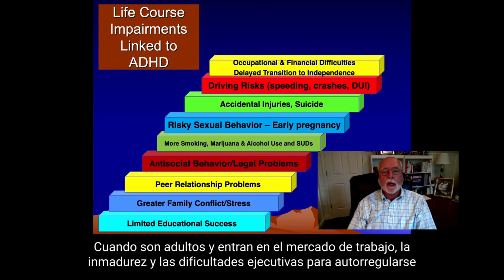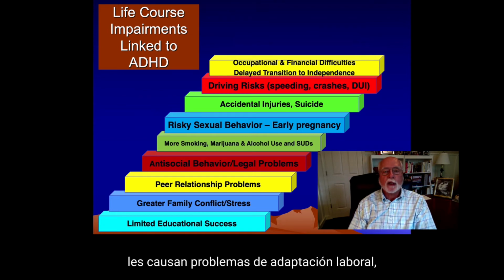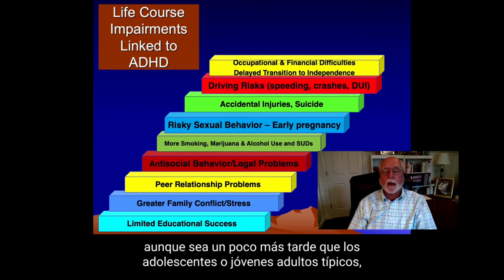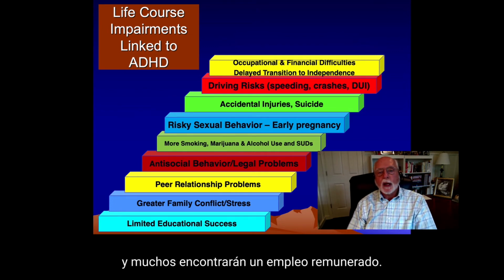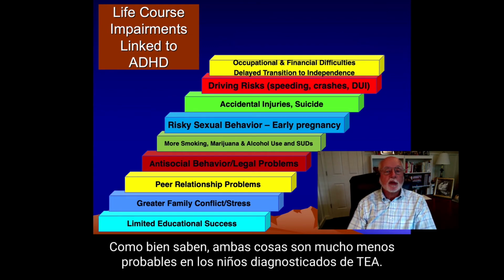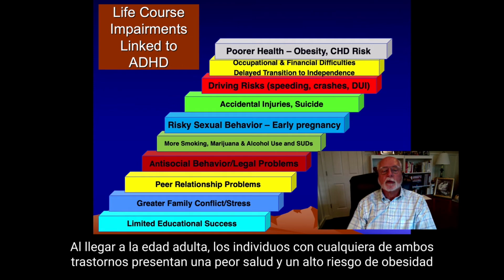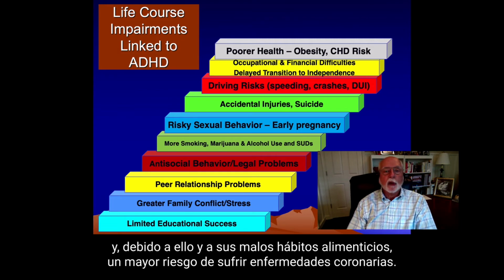By the time they reach adulthood and move into occupational functioning, their immaturity and executive difficulties with self-regulation are causing problems with occupational adjustment. But many will eventually leave home, if not a little later than typical adolescents or emerging adults, and many will find gainful employment. As you well know, both of those are far less likely to characterize children growing up with a diagnosis of ASD. And by adulthood, both disorders show poorer health and a high risk for obesity, and because of that, and their poor eating habits, a higher risk for coronary heart disease.